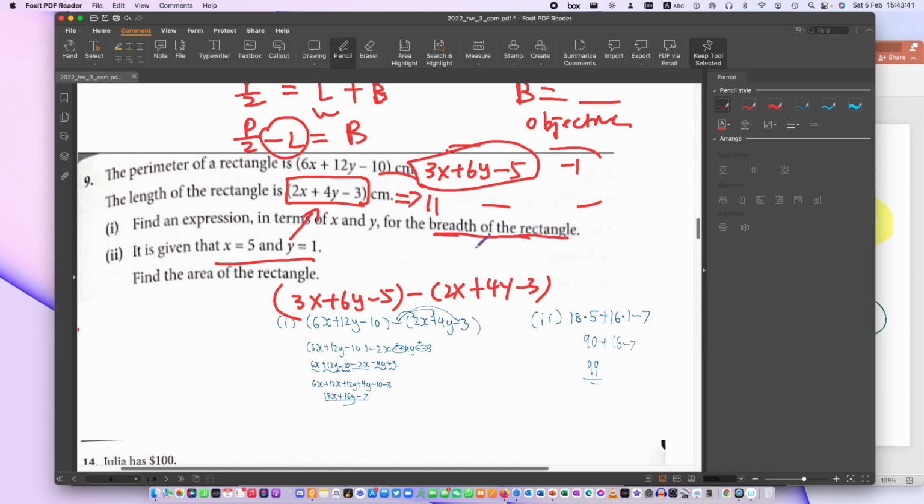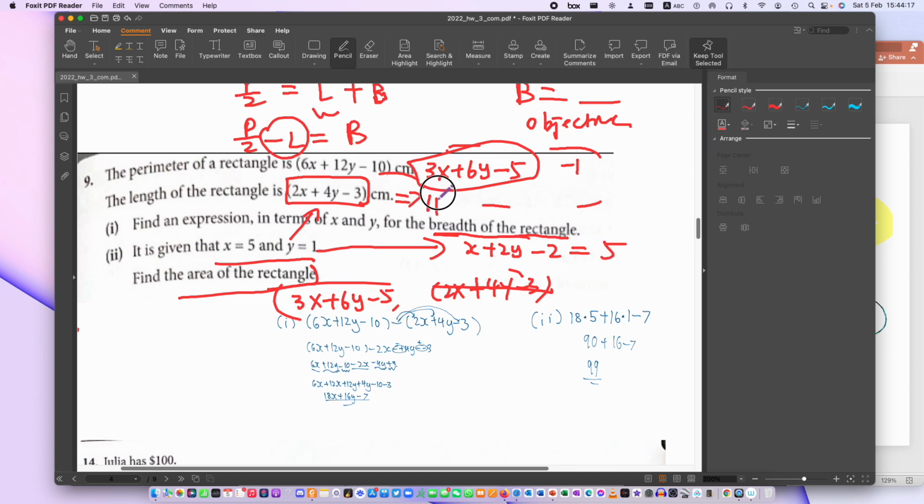Okay, then what is the breadth? Can you tell me the simplified version of the breadth? Just now, what you got is the breadth, right? 1x plus 2y minus 2. Okay, so what is the breadth after putting this into it? 5. So how do you get the area of the rectangle? Oh yeah. 5. Okay, good.